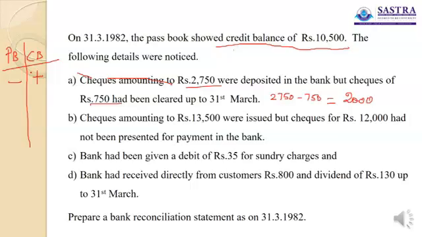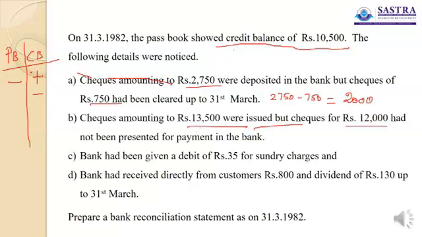These are all the checks we have received. Of the checks amounting to rupees 13,500 we have issued to the customers, checks for rupees 12,000 had not been presented. So what do you mean by this transaction? The checks were issued and would have been entered as a payment, so in the bank column of the cash book we would have entered it as the payment, which lowers the cash book balance.